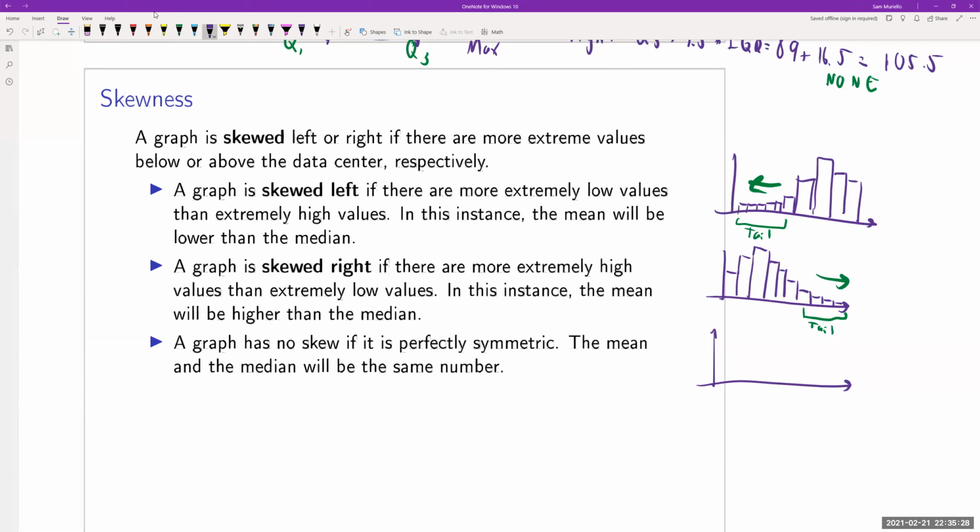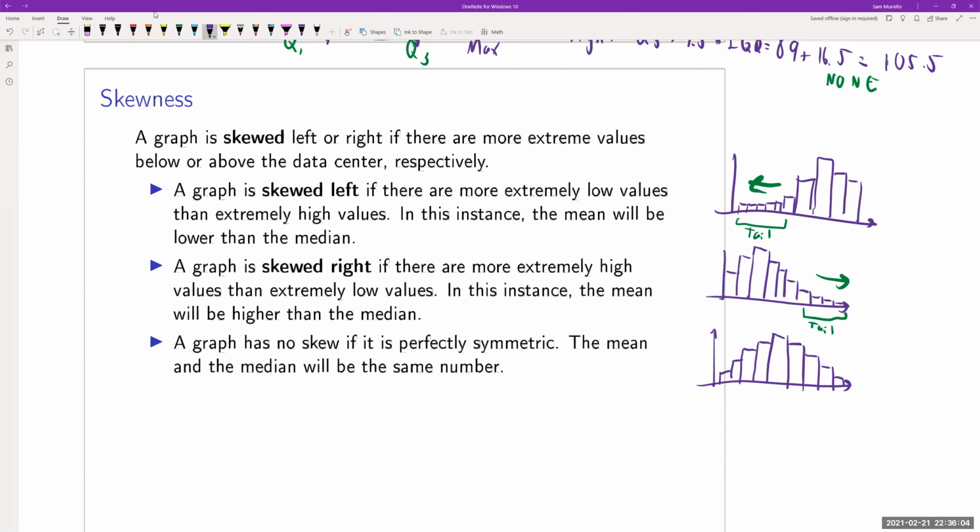A graph that has no skew would be perfectly balanced, as all graphs should be. No tail in either direction, or alternatively, you might say two equally balanced tails. There's not any more particularly high values than there are particularly low values. On both sides, we have balanced graphs and balanced data values.